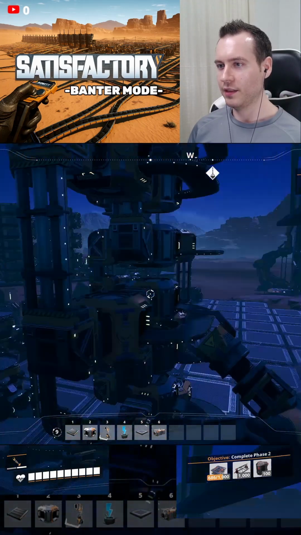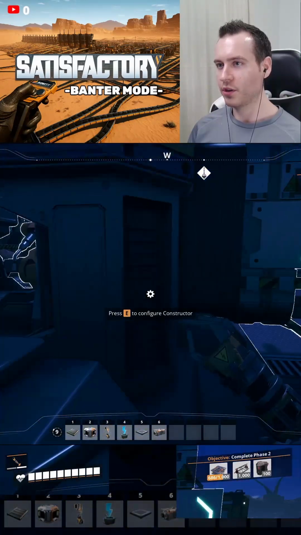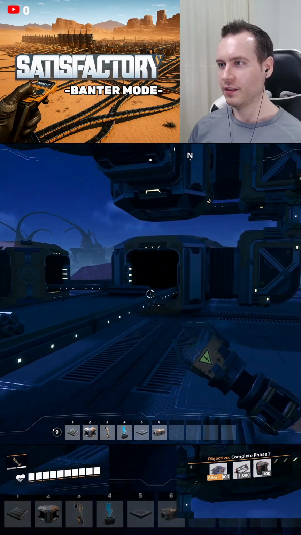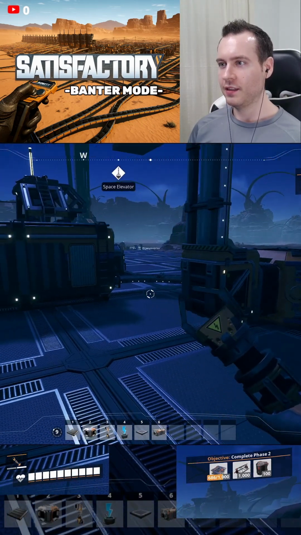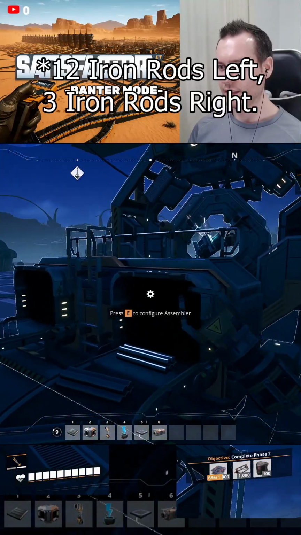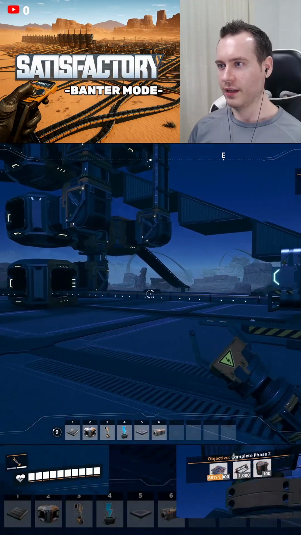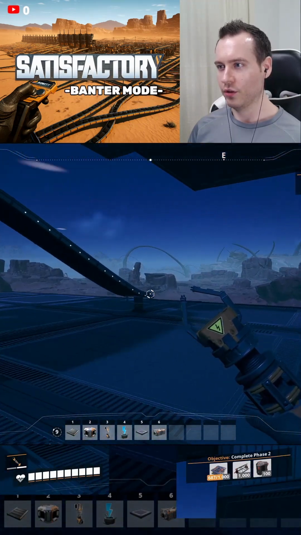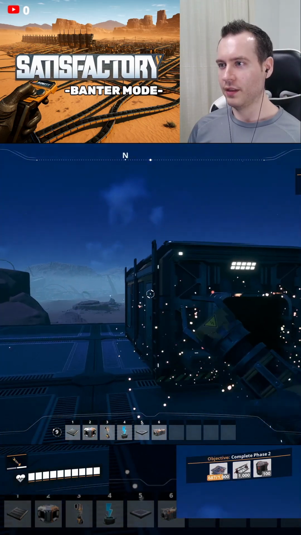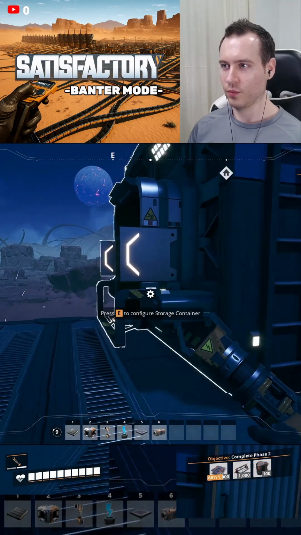And now this should be splitting these 15 iron rods per minute. As we can see, it produces 15 iron rods per minute. This should have 15 going left per minute to this assembler. This assembler needs 12 per minute iron rods, and the remaining 3 will go here and will make a storage container to store it. And now these iron rods have a way to be used elsewhere.